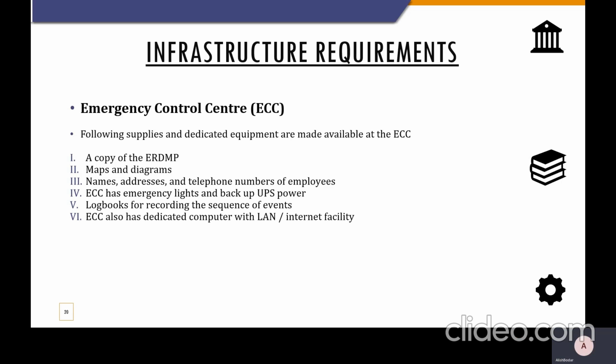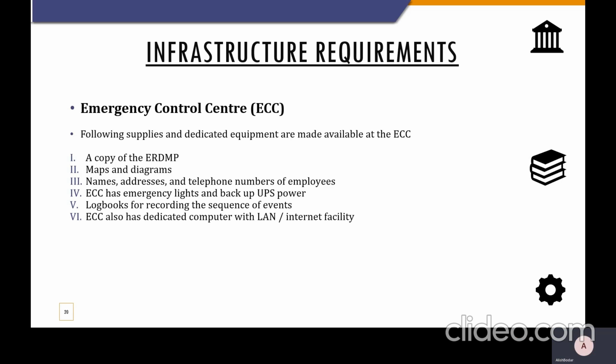There are mainly two parts of emergency infrastructure. The first one is the emergency control center, which is a mandatory part of the infrastructure, and the second is assembly points. Now, the following supplies and dedicated equipment are made available at this ECC.